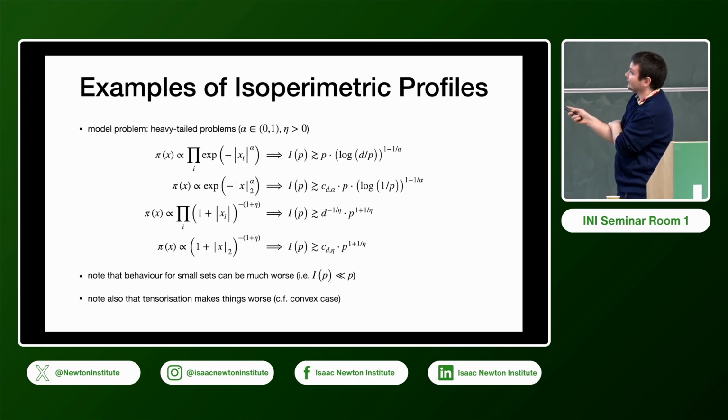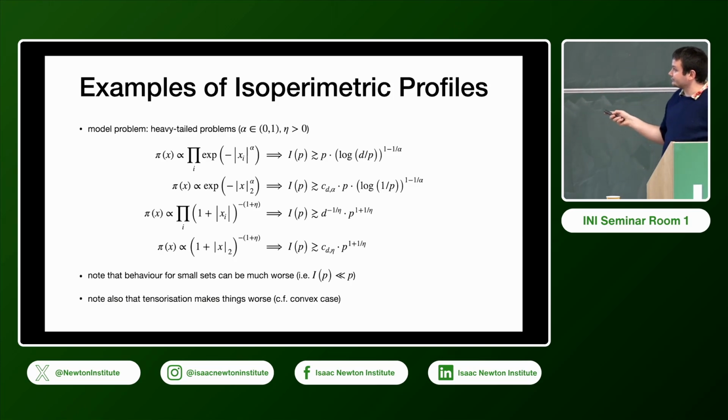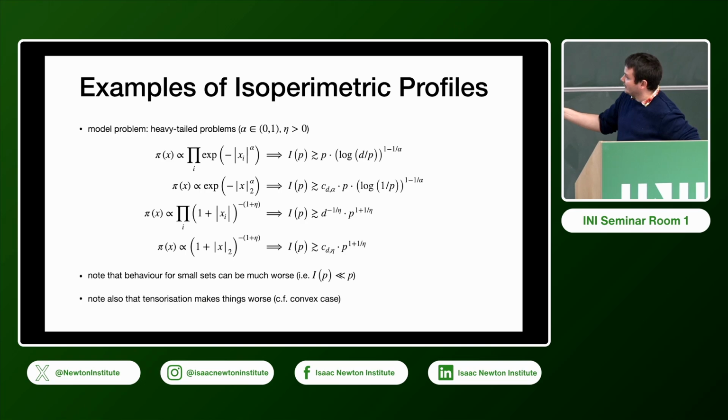So now eta is just positive, let's say. I take a product of symmetric Pareto distributions, as you like. And so now we have a polynomial factor in p and a polynomial factor in d penalizing us. Okay, so things are getting quite a bit worse. And there's a similar case when things are spherically symmetric.